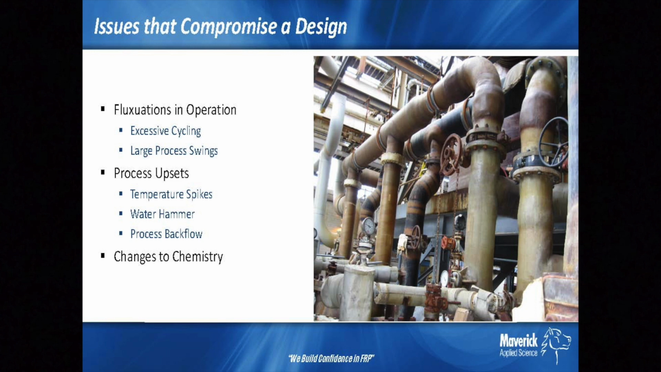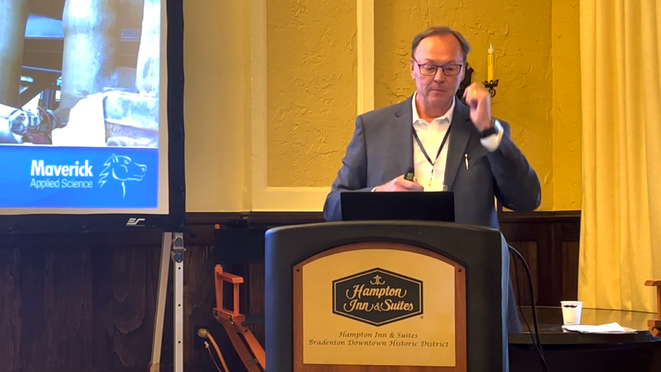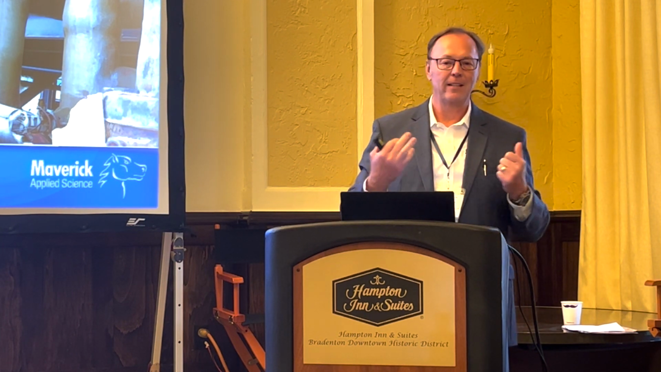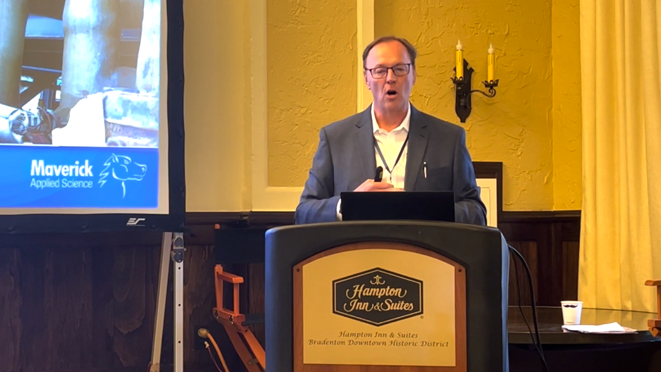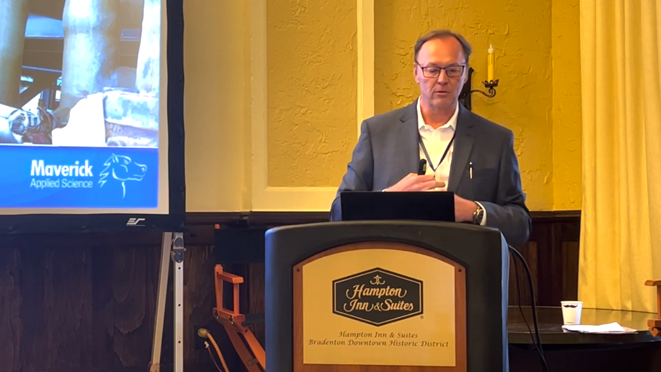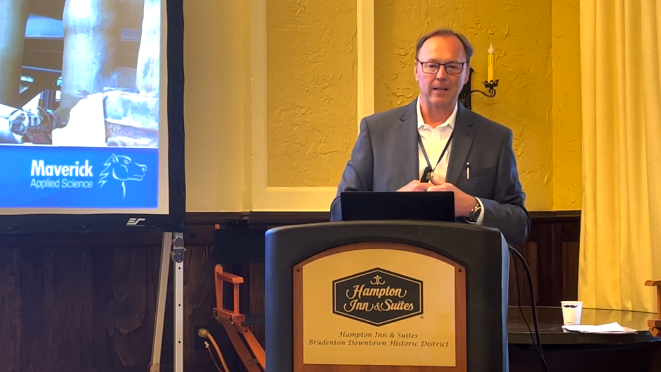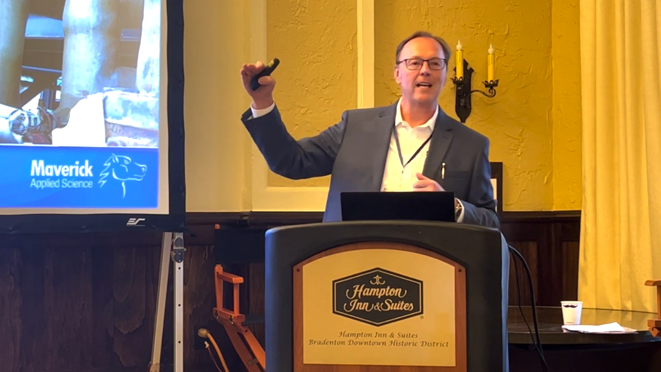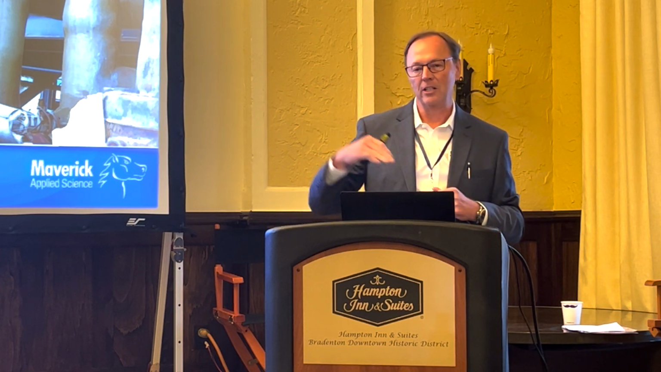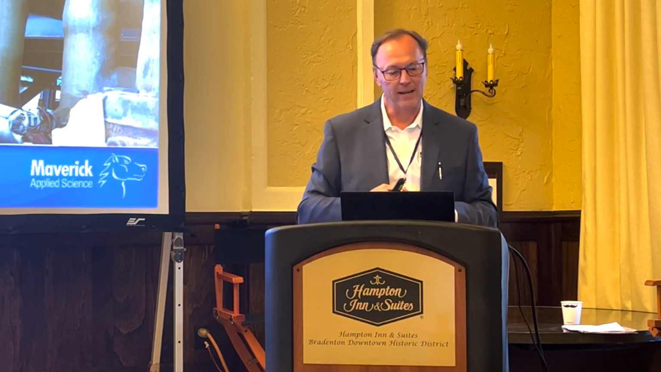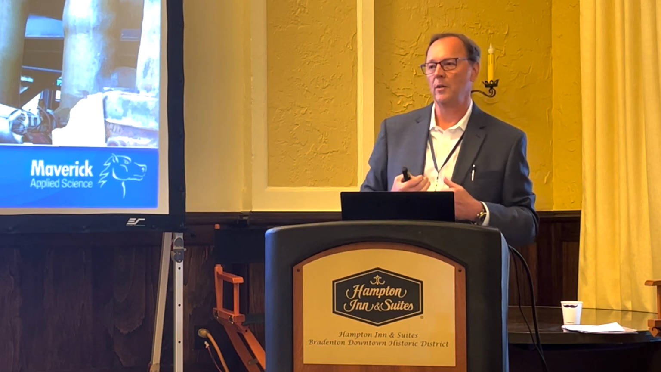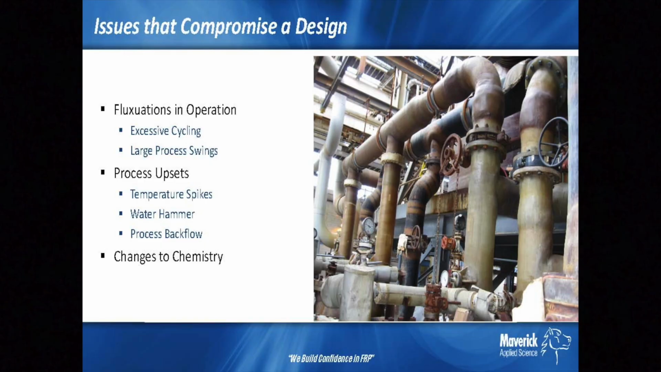Fluctuations in operations. We do quite a bit of failure investigations and material testing. We have a lab in our office, and unfortunately I don't think we could fit all y'all in there unless we were just like this. Things like cycling. Cycling is bad for almost all piping particularly, and even vessels, large process swings. Like I said, most things are designed to run steady and flat out, and swinging up and down tends to fatigue that equipment. With process equipment, I mentioned water hammers, temperature spikes, those kinds of things.